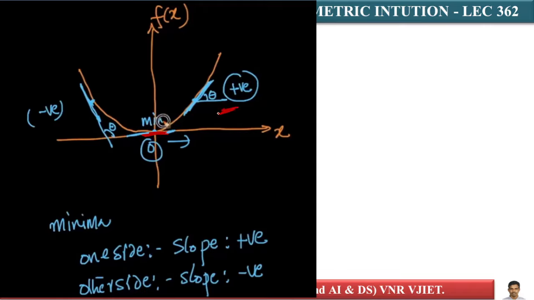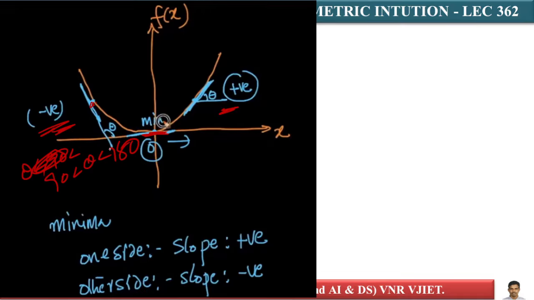Let's look at the other side of the minima. What is the slope here? Let's try to understand the slope here. The slope here is negative, isn't it? What is the angle with the x-axis? This theta is the angle with the x-axis. Theta is greater than 90. I can say 90 is less than theta, and theta is less than 180. That's important.